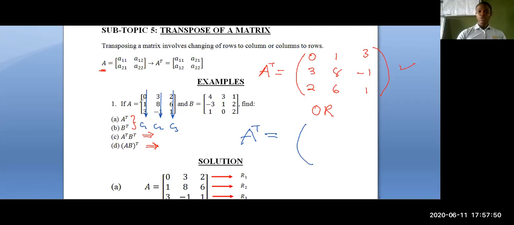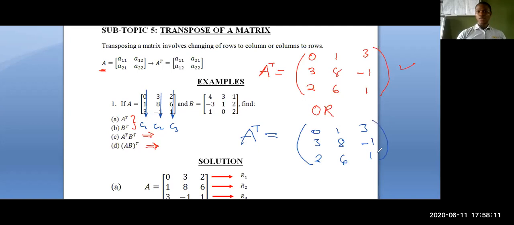to rows now, column 1 becomes row 1. So 0, 1, 3 as column 1 becomes row 1 as 0, 1, 3. Column 2 becomes row 2 as 3, 8, -1. And column 3 becomes row 3 as 2, lined down, 2, 6, and 1.